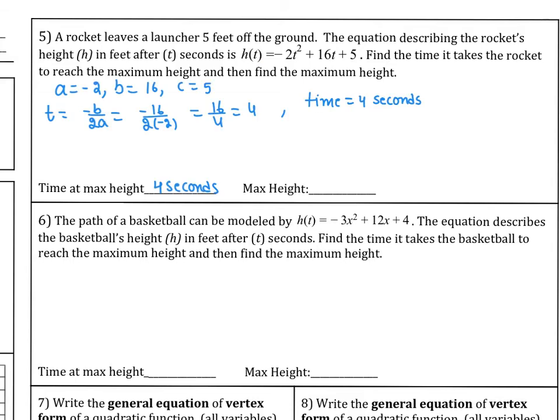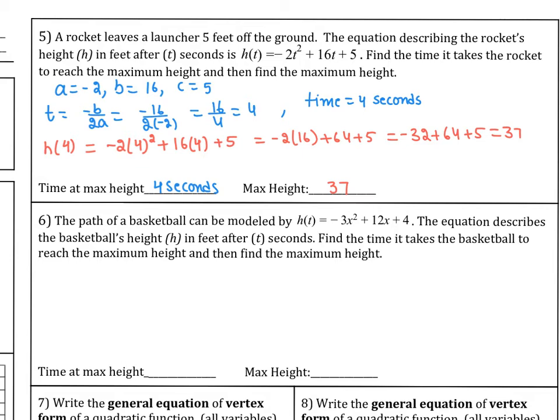So first thing we're going to do is to compare a, b, and c. So a is -2, b is 16, and c is 5. So to find the t, we're going to use the -b over 2a formula and find t as 4. So the time is going to be 4 seconds. And now we're going to use this t equals 4 and plug it into the height function, and find the height at 4 seconds.